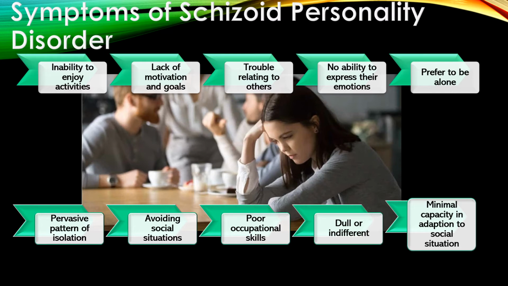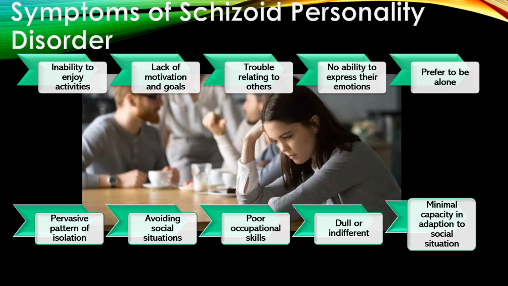Symptoms of schizoid personality disorder. Basically, they do not desire or enjoy close relationships. They also have no interest in sexual experiences with another person. They show emotional coldness, detachment, or a flattened affect. And finally, they don't react to praise or critical remarks from others.